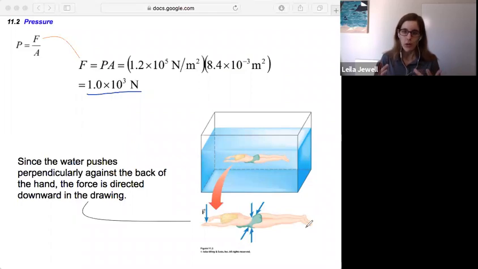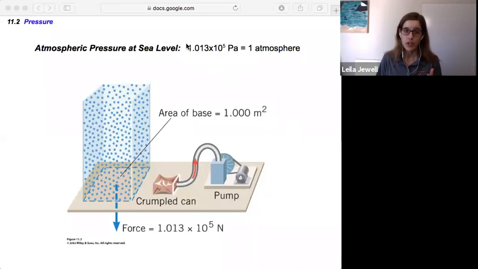And it turns out you also have pressure all around you, even when you're not in the swimming pool. So pressure exists even just from air. This is something known as atmospheric pressure. Atmospheric pressure at sea level is 1.013 times 10 to the 5th pascals is equal to 1 atmosphere.